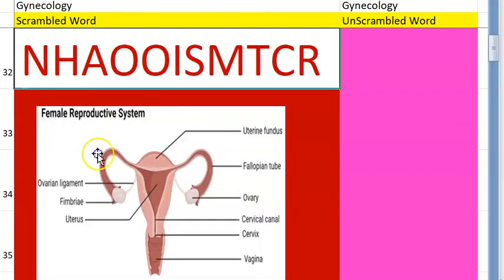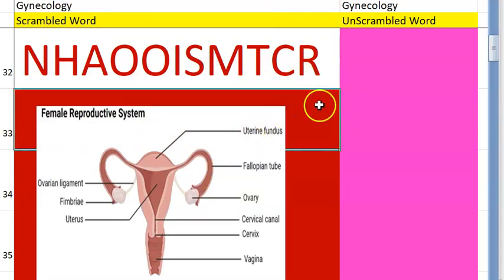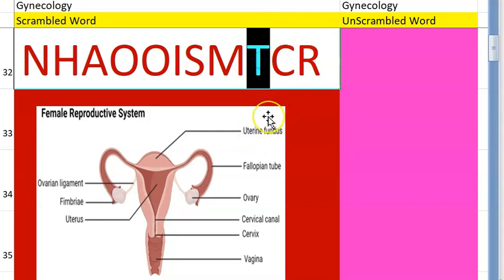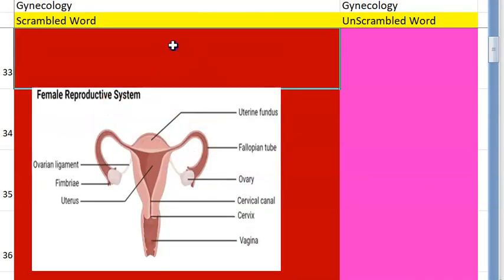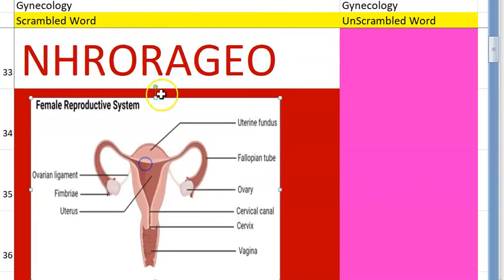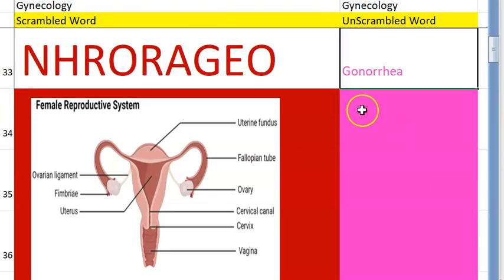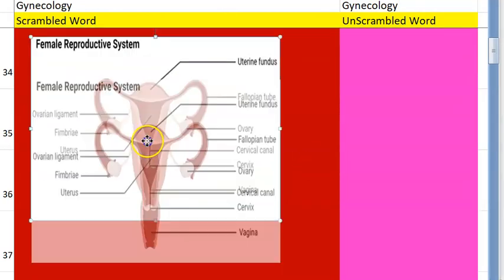Coming to the 32nd one here, guys. What is this? It's the name of a disease, vaginal. It starts with a T. It is protozoan, if I'm not wrong. It is trichomonas. Coming to the 33rd one, guys. What do you think this one is? I'm guessing that it's again a name of a disease, and that is sexually transmitted and starting with a G. Yes, it is gonorrhea, caused by Neisseria gonorrhoeae.